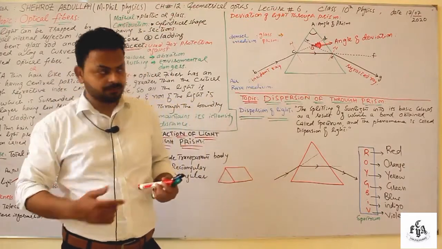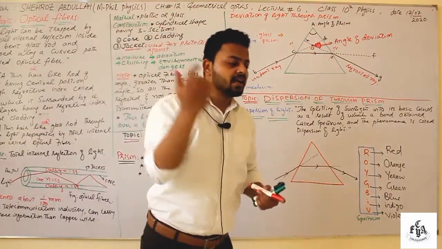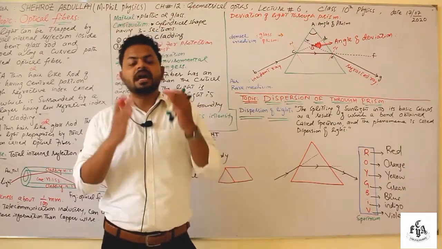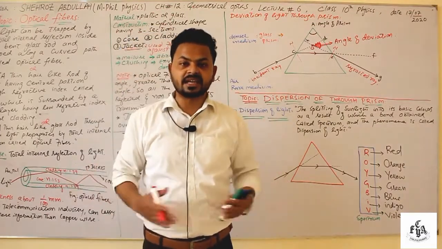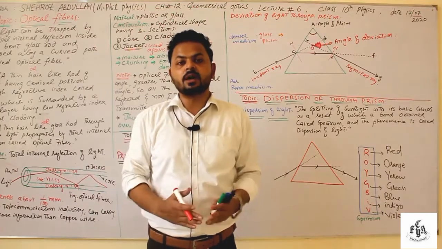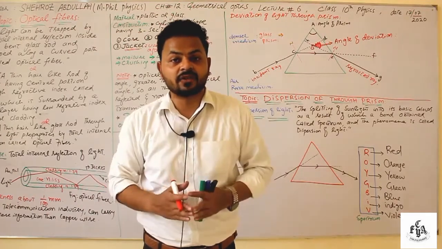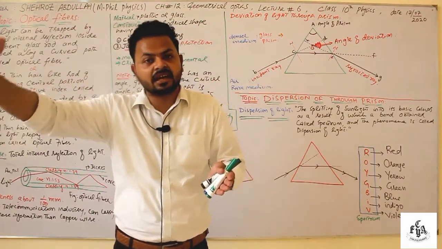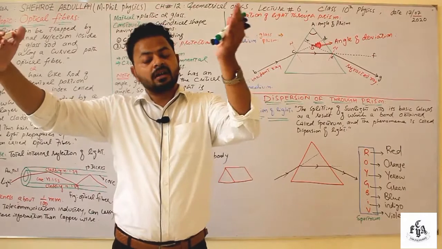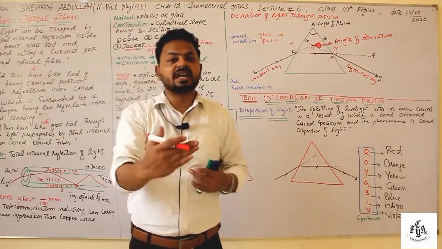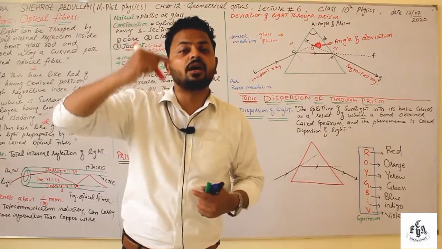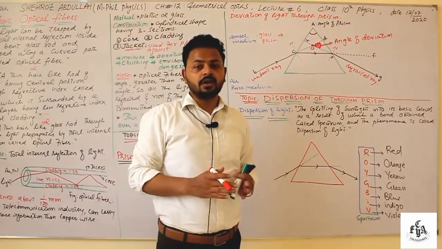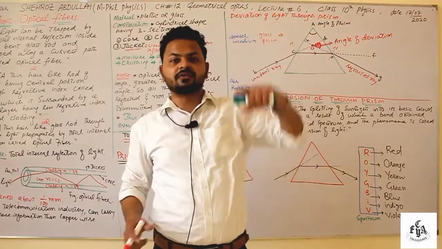How can we say that? The phenomenon in which sunlight falls on a prism and splits into the 7 basic colors is known as dispersion of light. The splitting of sunlight into the 7 basic colors after falling on a prism, this is known as what? Dispersion of light.